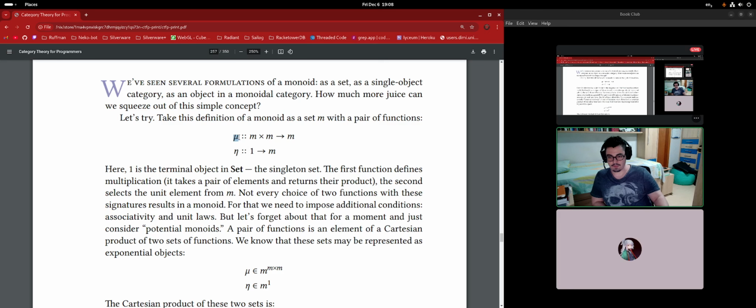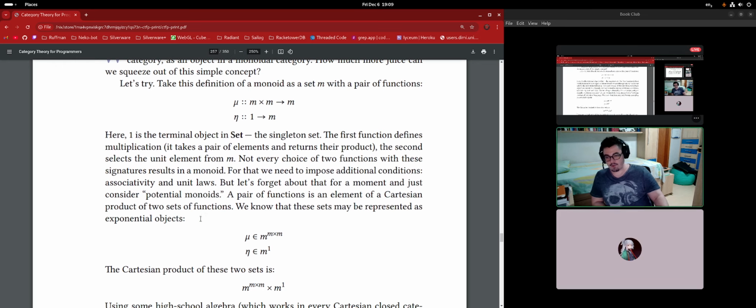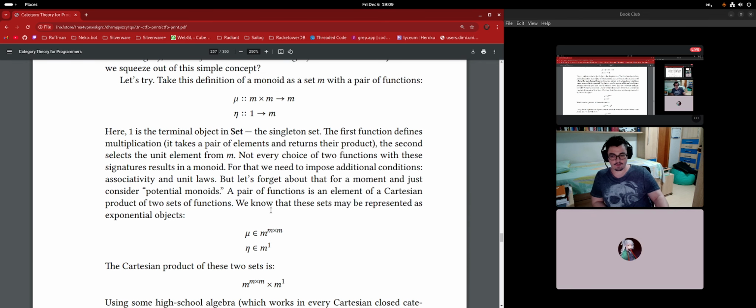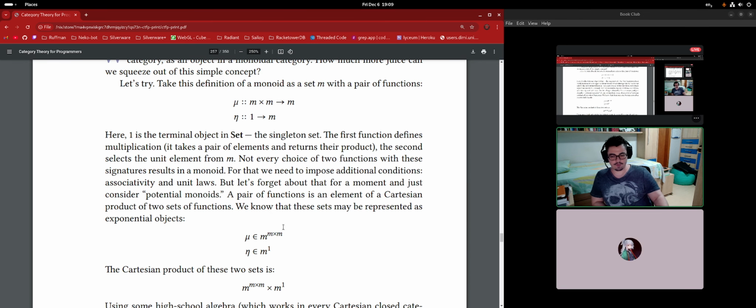So this is what, and I already forgot the name of this one, eta, and eta. These are potential monoids. They are not monoids because we still have to verify the associativity and unit laws. We can use that mathematical algebraic notation from I don't know which chapter back in the day, and we can rewrite these things as this thing with the exponential and all that stuff, because this is a function, and as we saw before, the parameter becomes the exponent, and the result becomes the base.